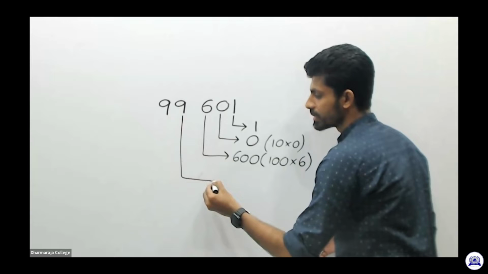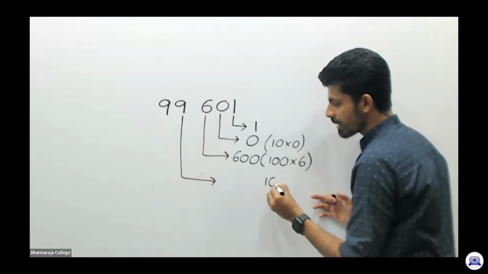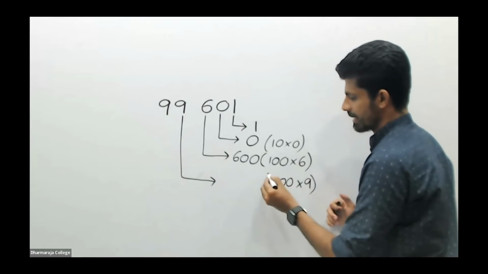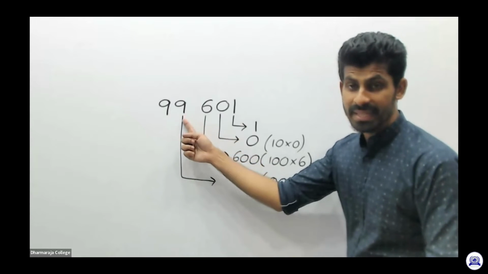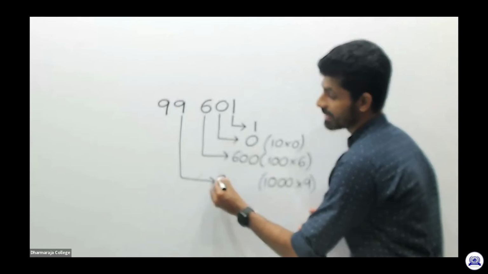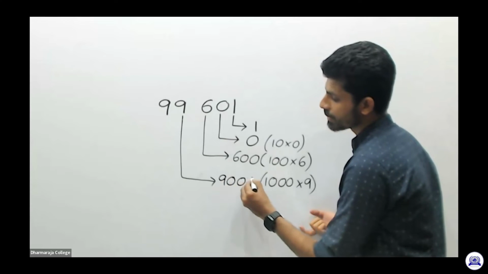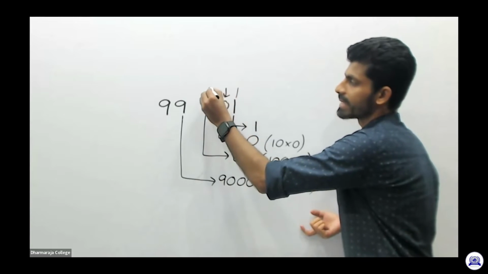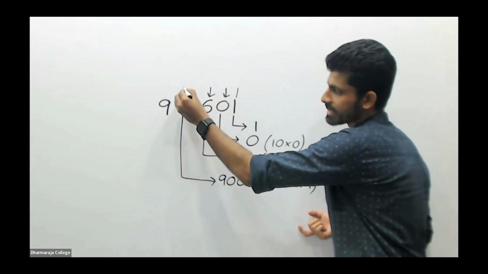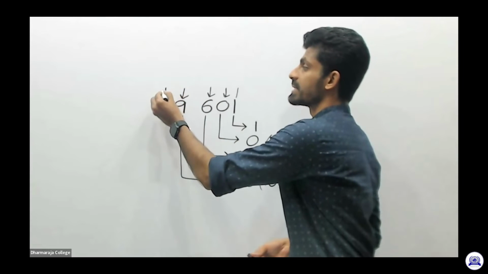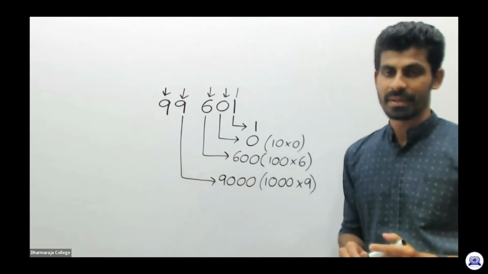This one equals 1000 into 9. Thousands place, 1000 into 9. Then what is the value? 9,000. Ones place, tens place, hundreds place, thousands place, and this one also the 10,000 place. Okay, then I think that one is very clear.